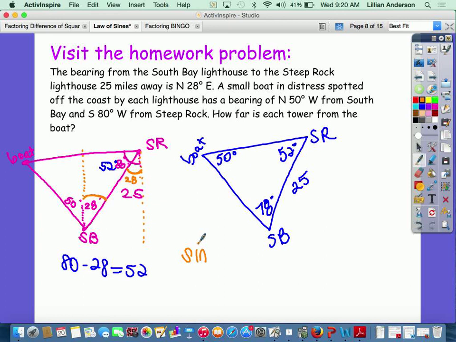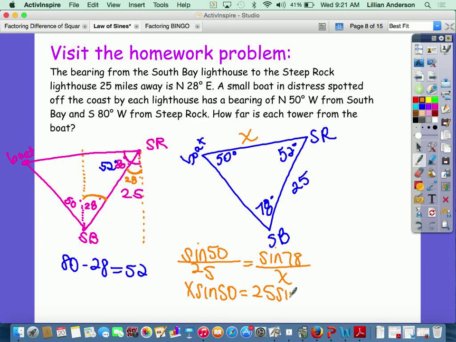Sine 50 over 25 equals sine 78 over x. It doesn't really matter, we just want to make sure that the angle we're using is across from the side we want to find. So we cross multiply and divide by the sine of 50.